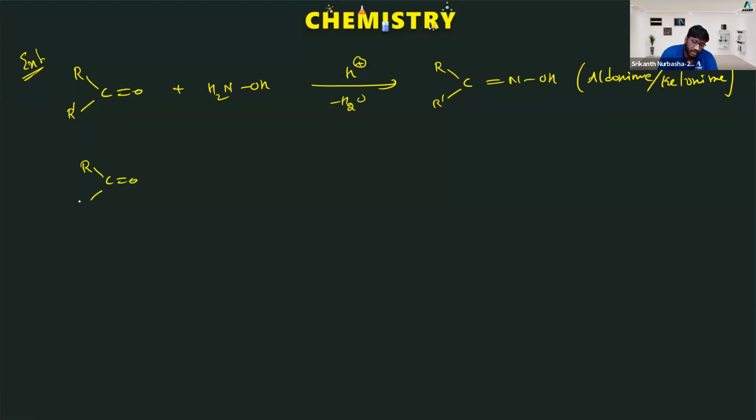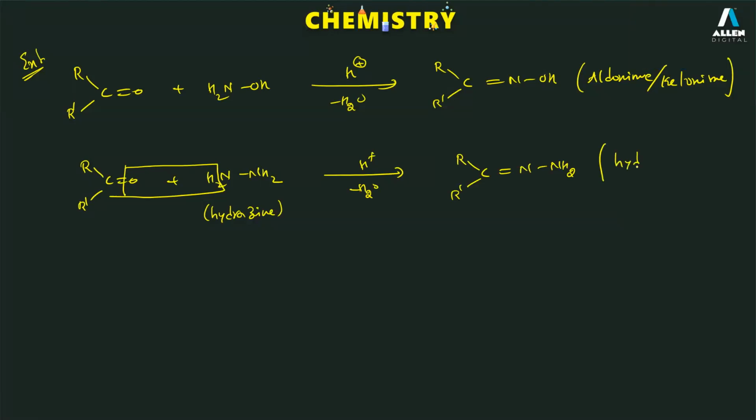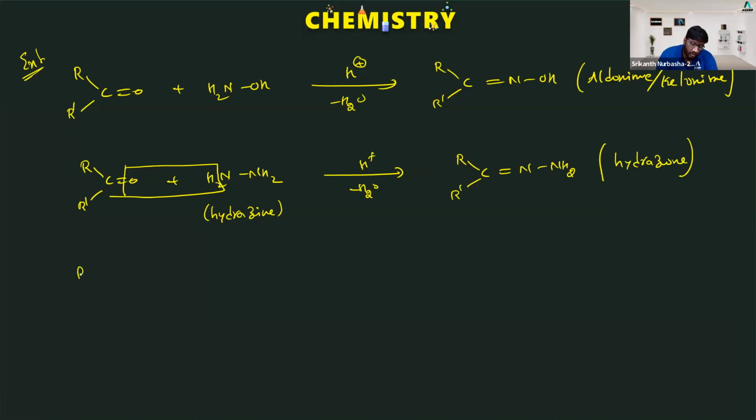R C double bond O R dash plus NH2NH2. It will form what? NH2NH2 is nothing but hydrazine. Again, loss of water occurs in the presence of H plus, as you are doing it in acidic medium, giving R C double bond N-NH2. What is it? Hydrazone.